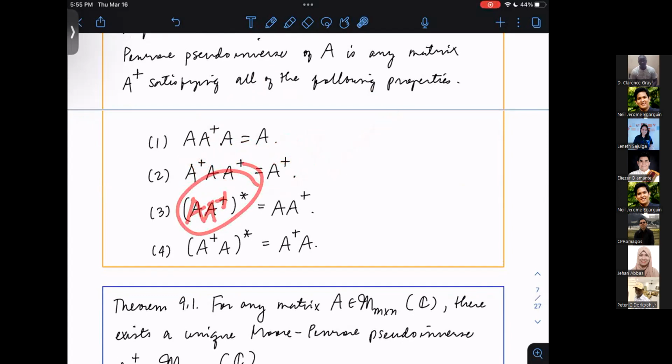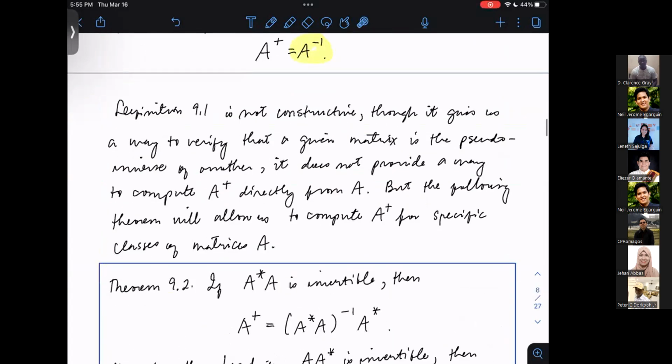A inverse is identity. The conjugate transpose is identity. But this guy is A times A inverse, the same identity matrix. So you get identity equals identity, so that's fine. And a similar thing will happen for condition number 4. All right. That was a nice observation. Actually, that's the proof of this remark over here, right?